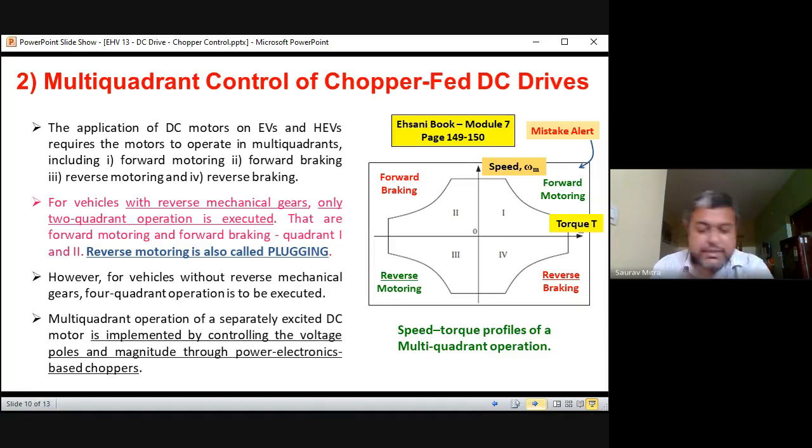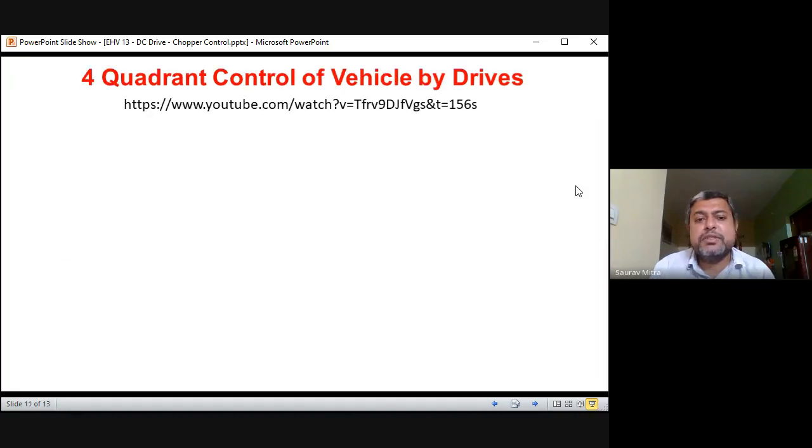Now we have seen the class A chopper here. The motor was rotating in the same direction. Now let us see. This is a link for whatever things you have just seen in that video. This link will be uploaded in Google Classroom also. You can check it on YouTube.